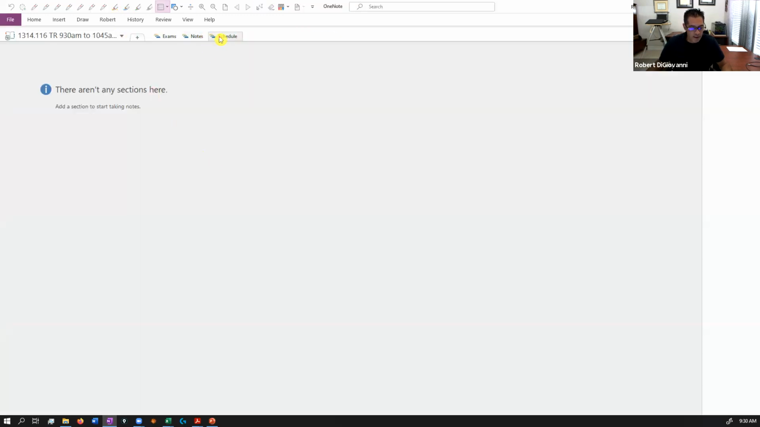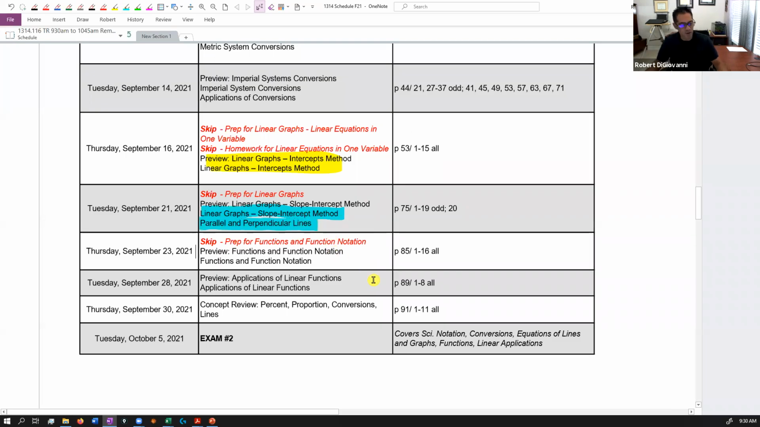And then today, what we're going to do is cover functions and function notation. And then there will be a homework assignment out of that section. Next class on Thursday, we'll do applications, which will be word problems. And then at that point, we will start to get ready for the next test.